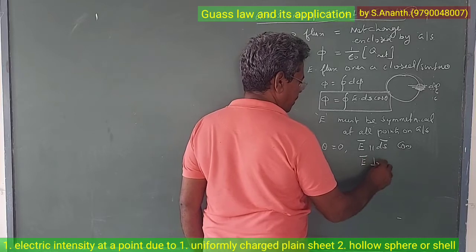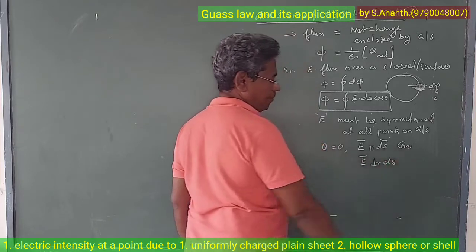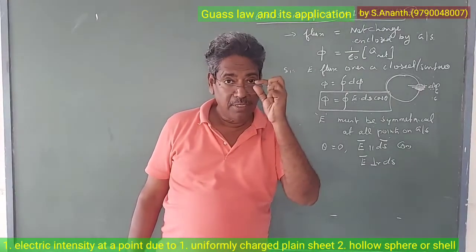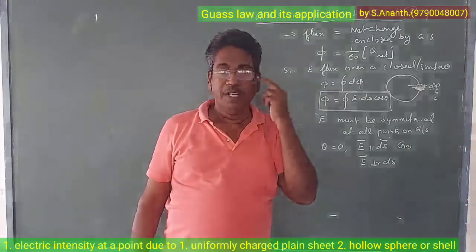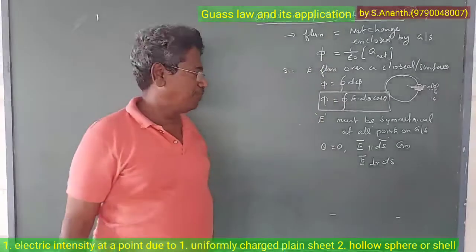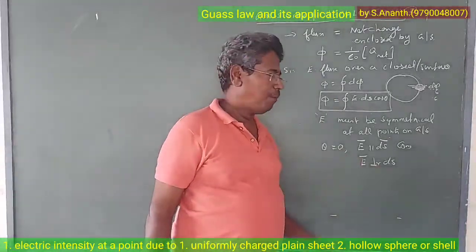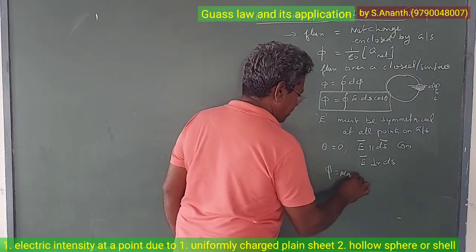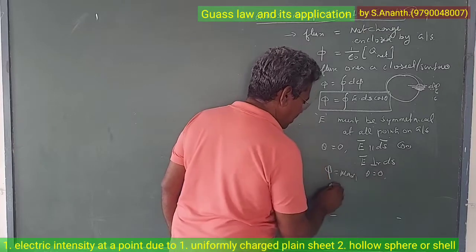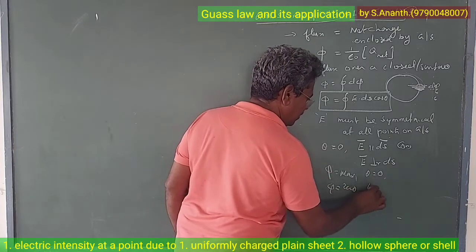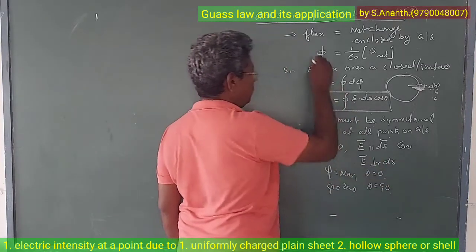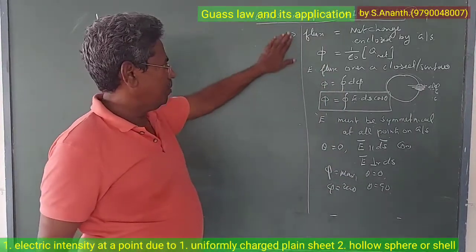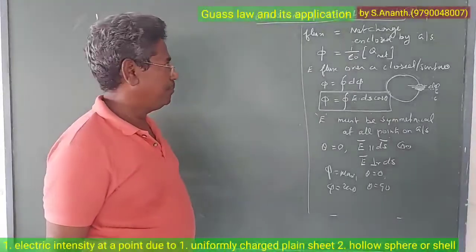Or the electric field is perpendicular to the ds, the area vector, then theta applies. The flux will be maximum when theta is 0. The flux will be 0 when theta is 90. This is the base. So this is the Gauss law concept.